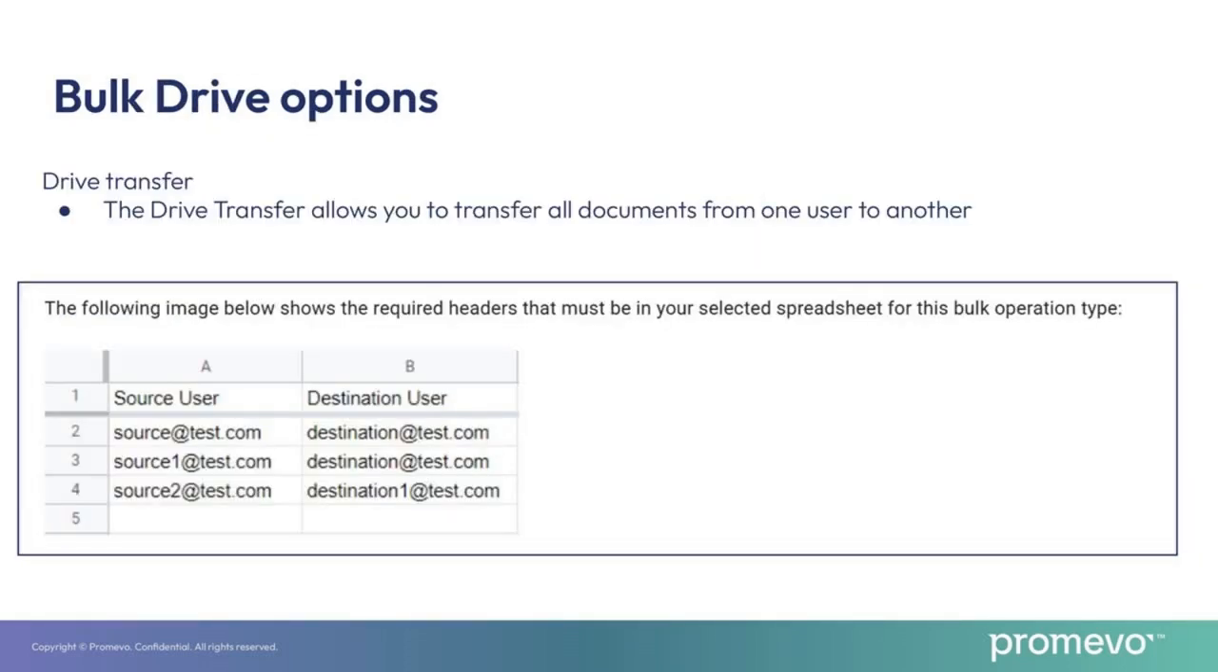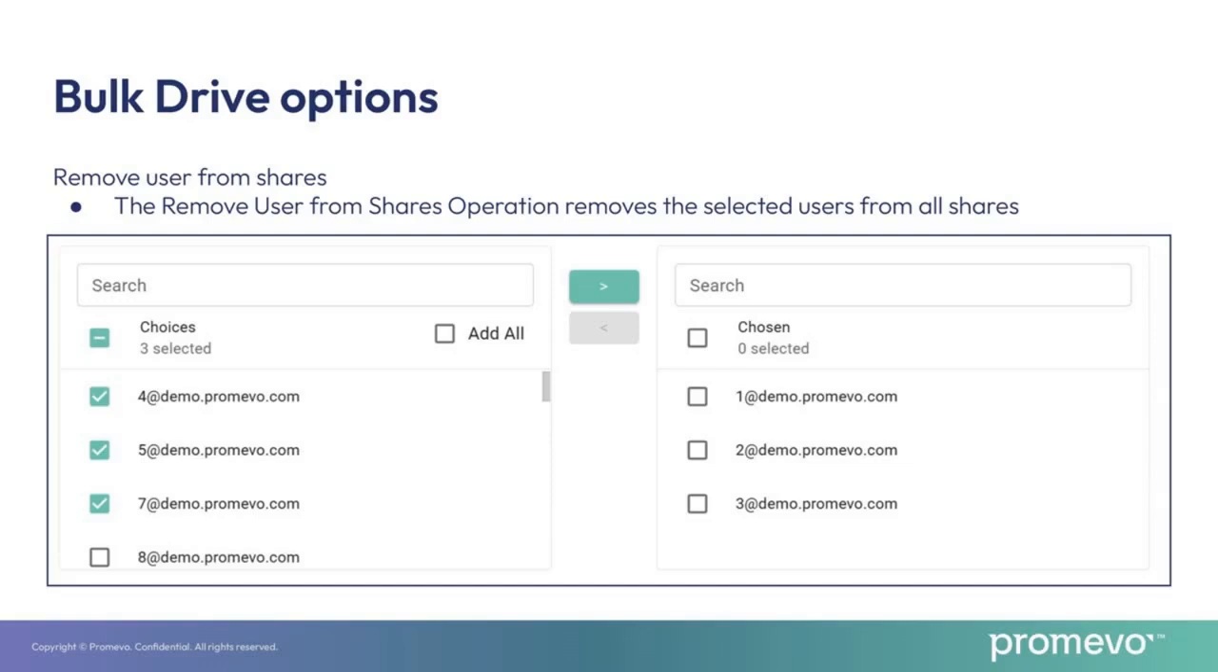Next, we're going to go ahead and talk about bulk drive options that you have. I think there are 3 drive options. There's the drive transfer. So you can perform that drive transfer that we spoke about earlier. You can actually do it in bulk. You can see here that in this case, there would be 3 source users and 3 destination users. That's all you have to do. Make a spreadsheet specifying your source users and your destination users, and then perform that bulk drive transfer and kick that off.